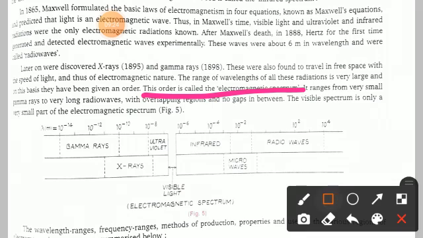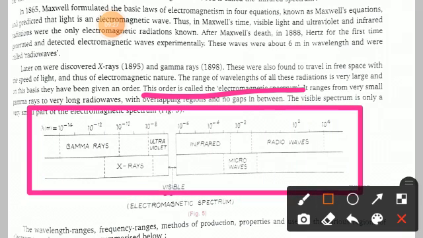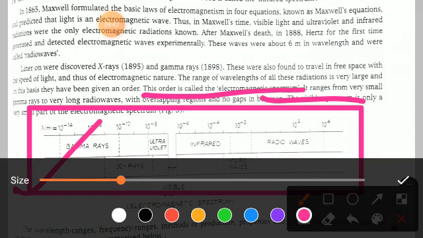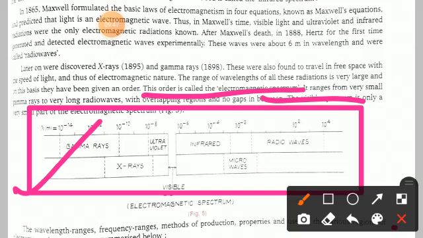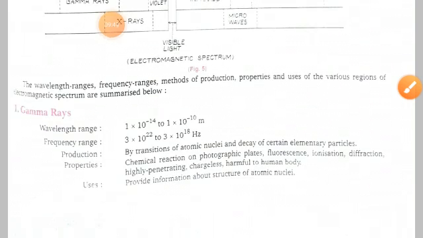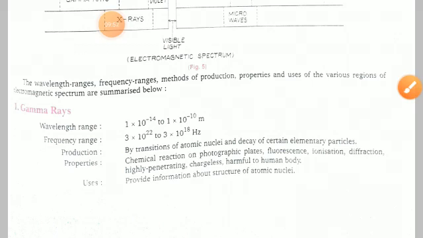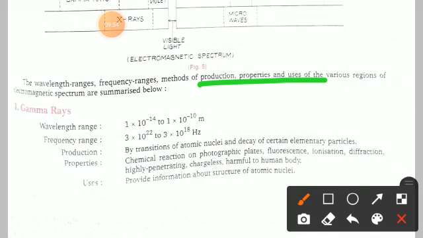You can see here the figure of the electromagnetic spectrum. It ranges from very small gamma rays to very long radio waves, with overlapping regions and no gaps between. The visible spectrum is only a very small part of the electromagnetic spectrum. I hope you understand it. Now, the wavelength range, frequency range, methods of production, properties, and uses of various regions of the electromagnetic spectrum are summarized below.